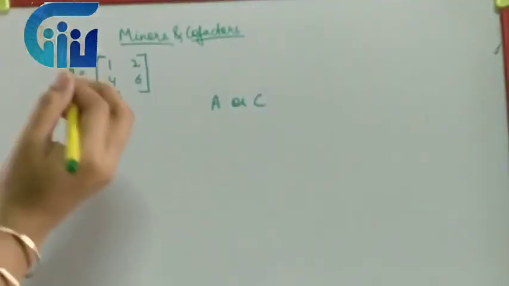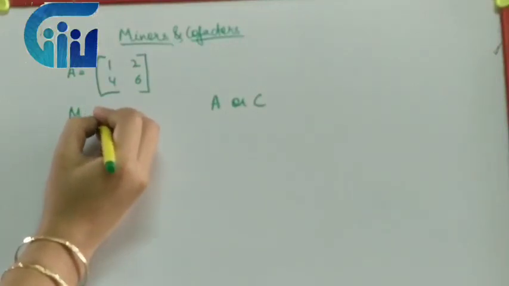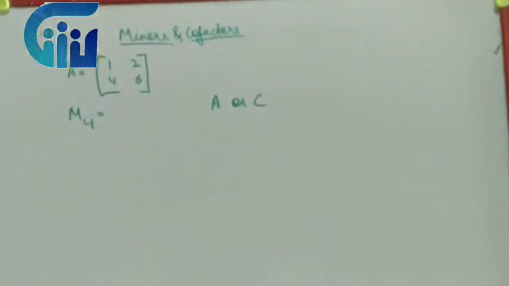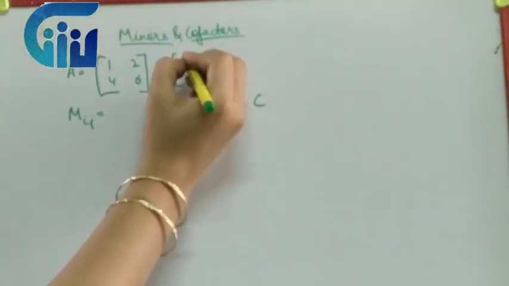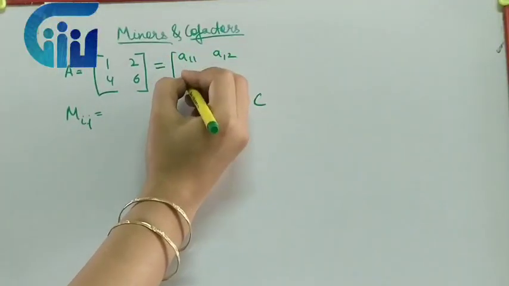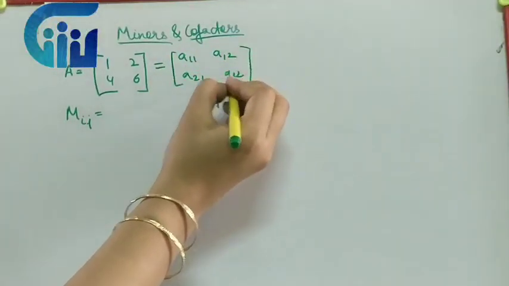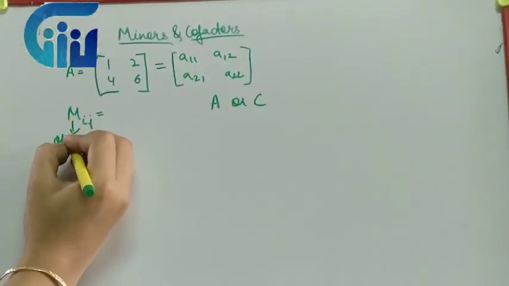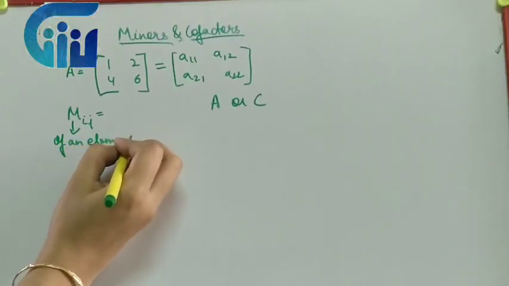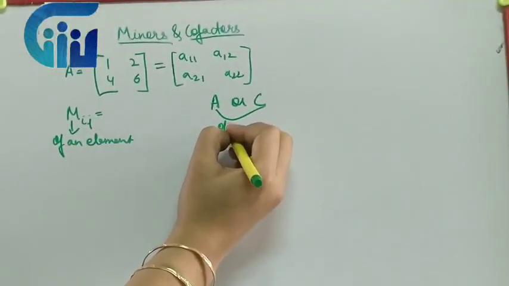When I say minor, I'll represent it as Mij. Minor is the minor of an element. So minor is the value of an element, obtained by deleting the ith row and jth column. Sounds complicated? No. Now if I represent this particular matrix by A11, A12, A21, A22, then minor Mij I'll write for an element. So minor is of an element. Cofactor is also of an element.